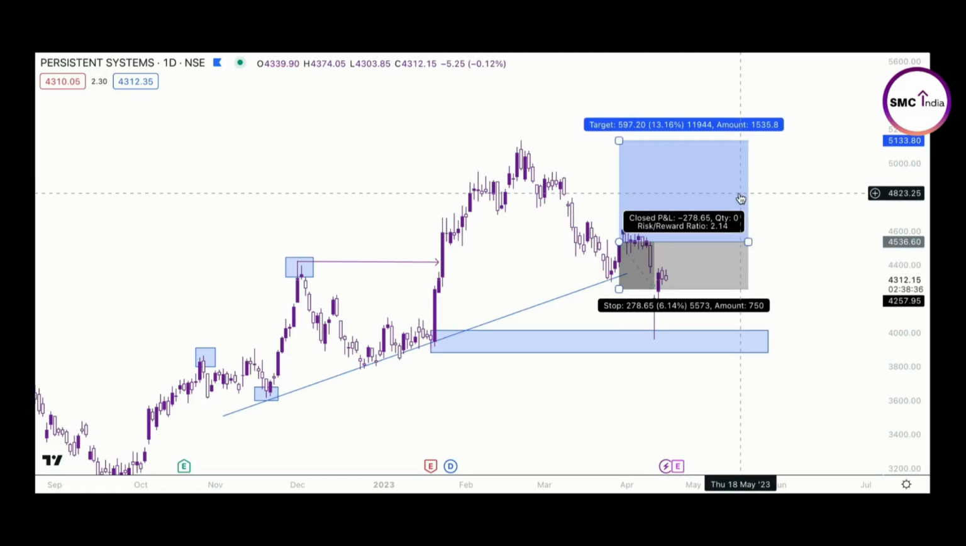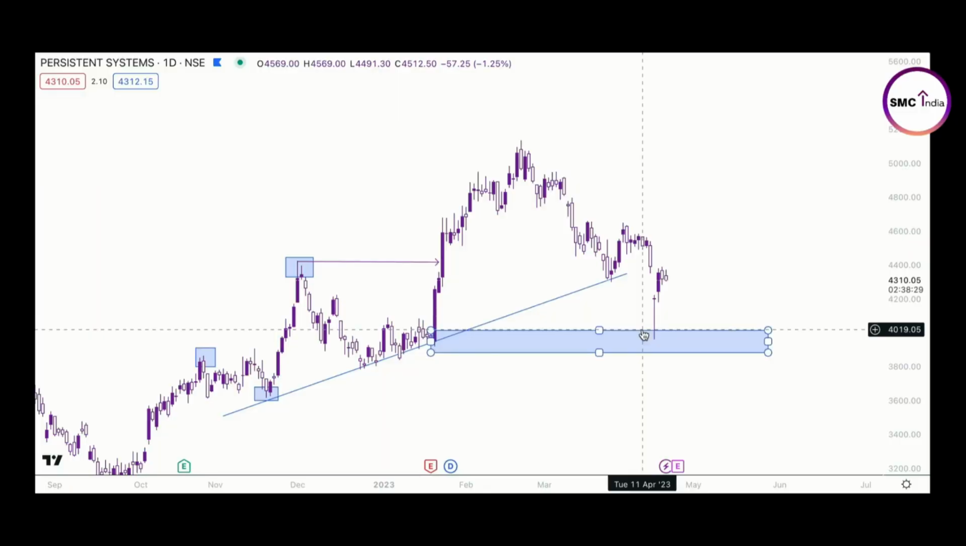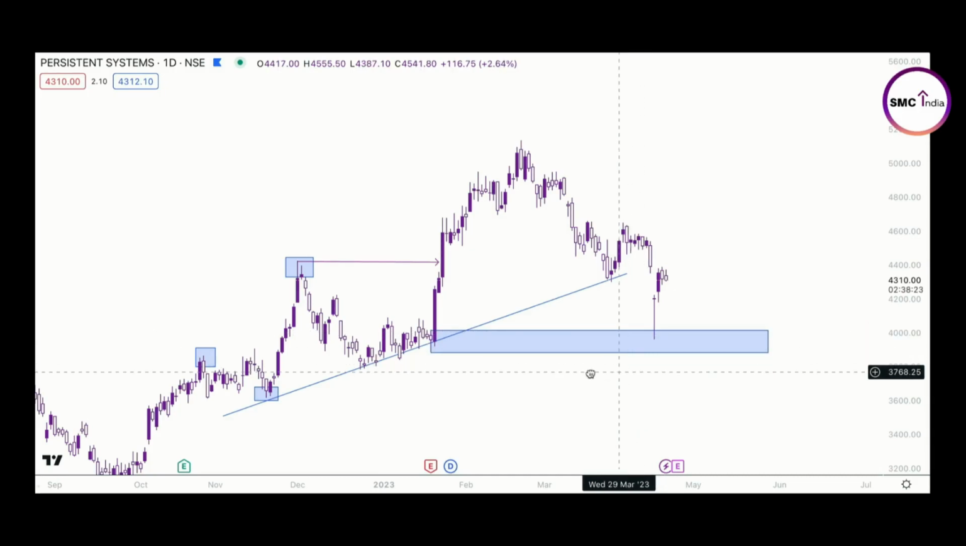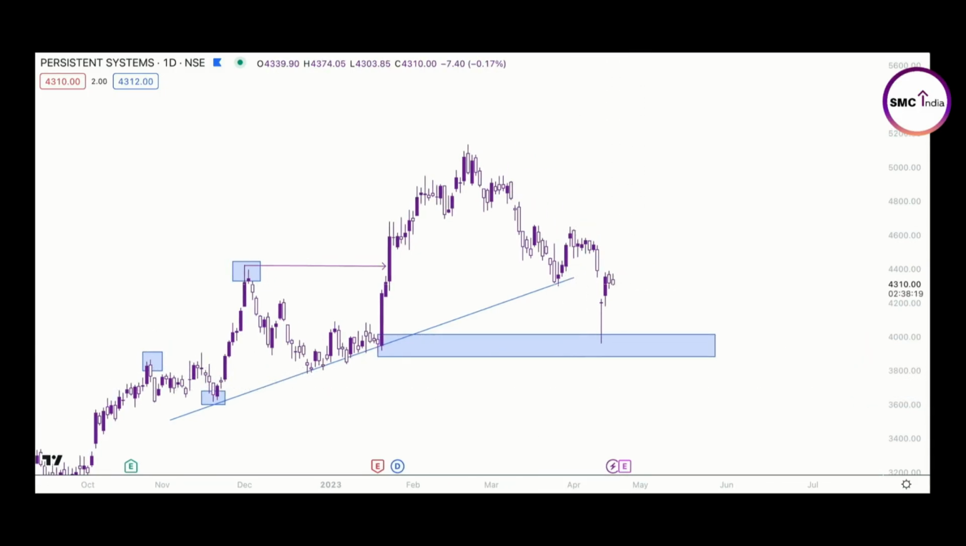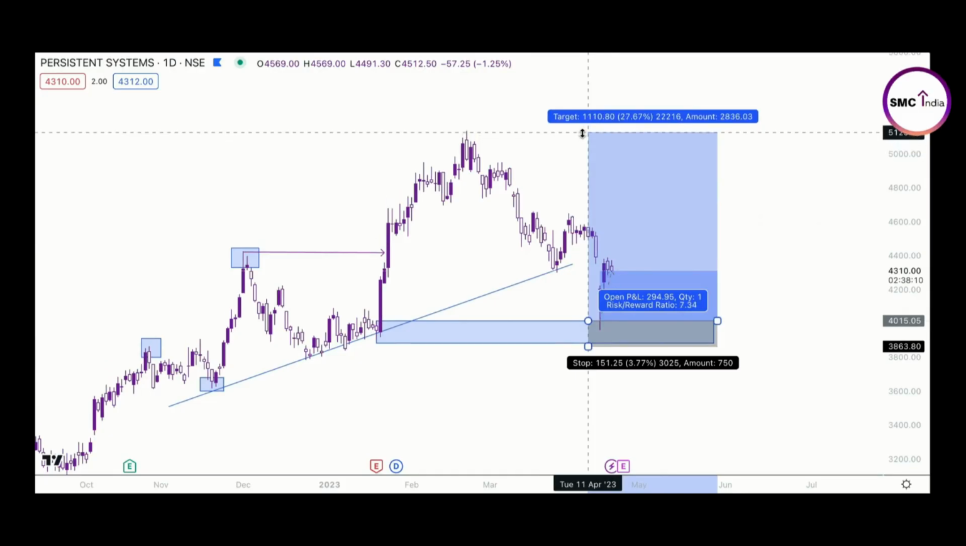Why does this happen most of the time? Because even if it is a trending market, there is an unmitigated zone here. So the price is going to retrace back to this unmitigated zone. And I've already shared on Instagram on 21st February that the price is going to retrace back to this point. So you place your limits here and you take profit levels here.